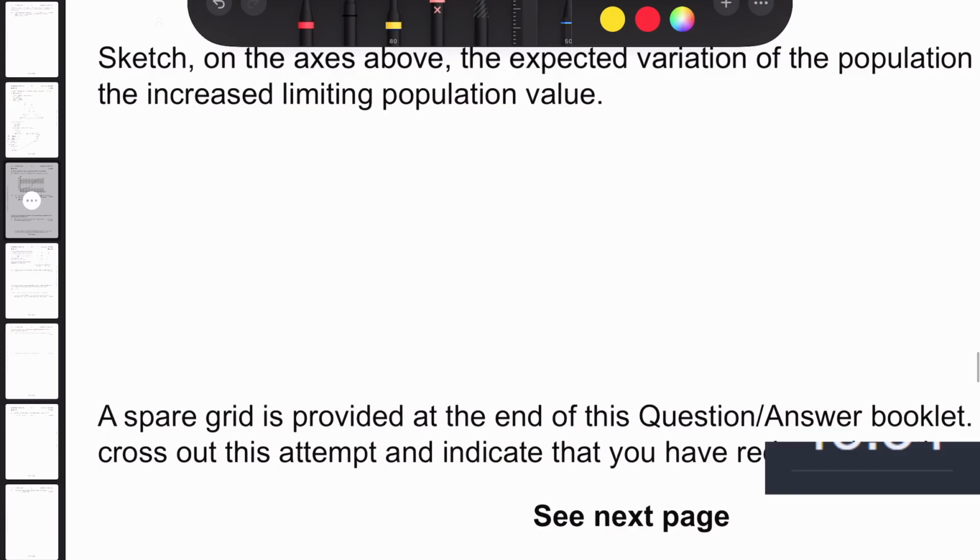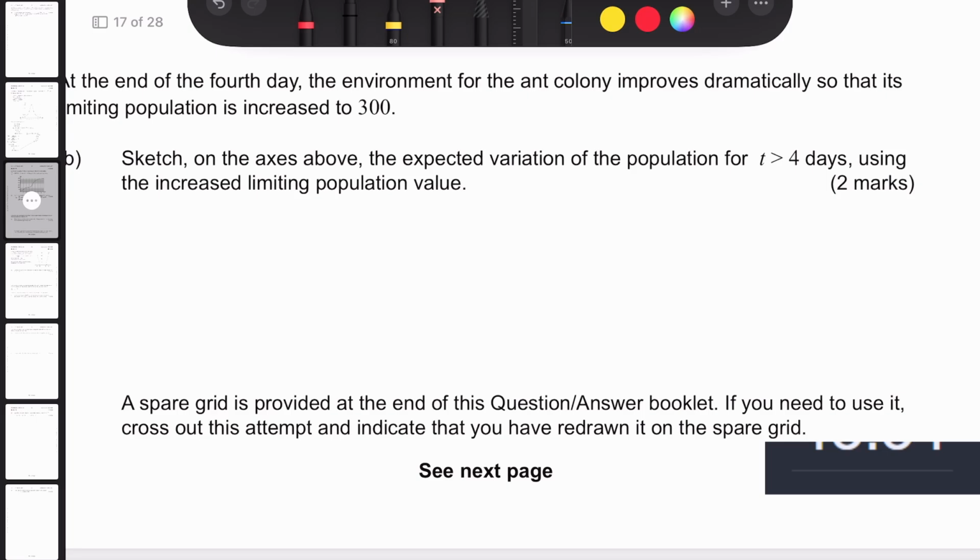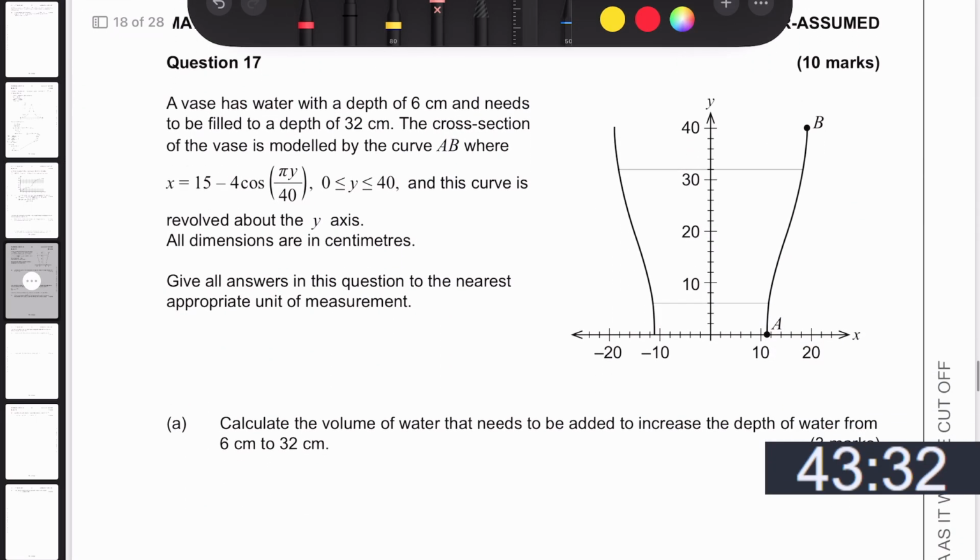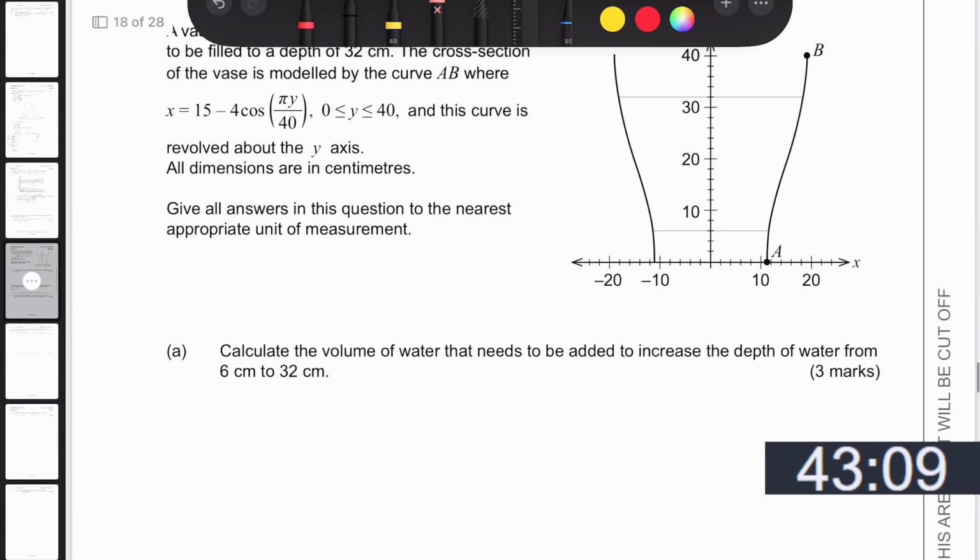See ya. Okay. Time to continue on. So let's put the timer on. Let's go down. The base has a water depth of 6 centimeters. The cross section of the base is multiplied by that. Calculate the volume of water that needs to be added to increase the depth of water from 6 centimeters to 32 centimeters. All dimensions are in centimeters.